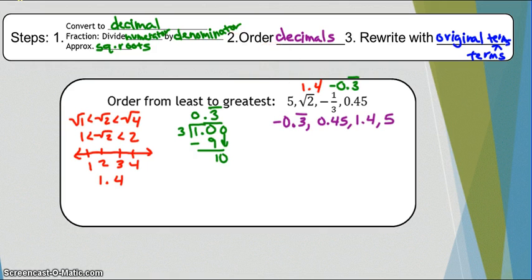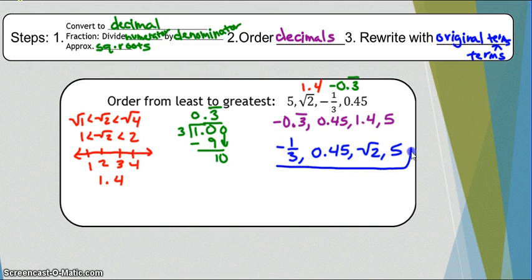Our last step is to rewrite with original terms. So this was originally negative 1/3. Then we had 0 and 45 hundredths. 1 and 4 tenths was originally the square root of 2. And 5 was 5. So here is our final answer.